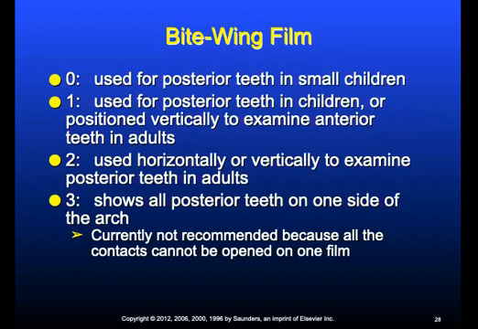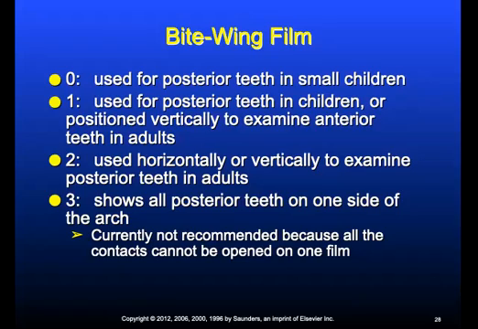A bite wing film, so we can use the following sizes for bite wing films. Once again, 0 is used for posterior teeth in small children. 1 is used for posterior teeth in children, or positioned vertically to examine anterior teeth in adults. A size 2 would be a better way to examine anterior teeth in adults because it once again captures multiple views of the same tooth for diagnostic backup. A size 2 is used horizontally or vertically to examine posterior teeth in adults. And size 3 shows all posterior teeth on one side of the arch.